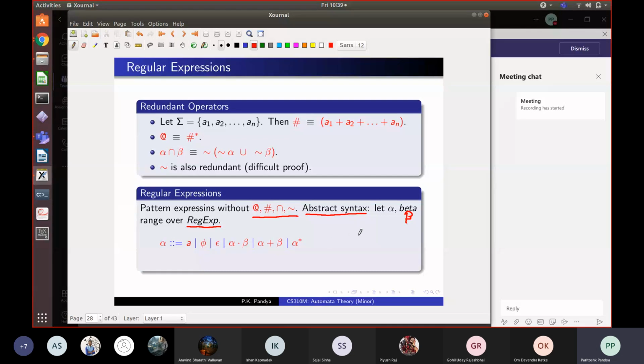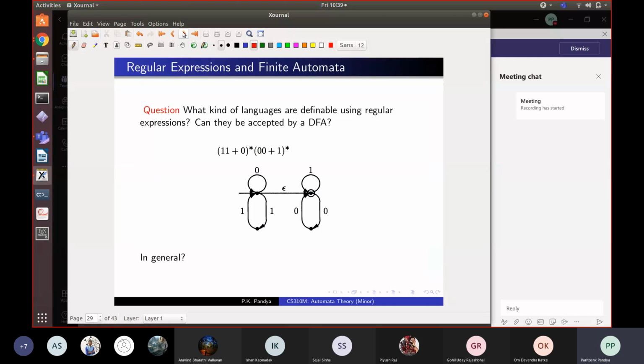We will see in a later part of the course that this is called the grammar for regular expressions. Is the idea of what a regular expression is clear to you? We will see some examples.